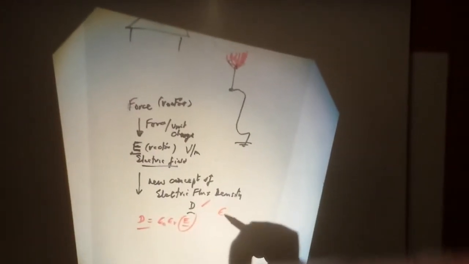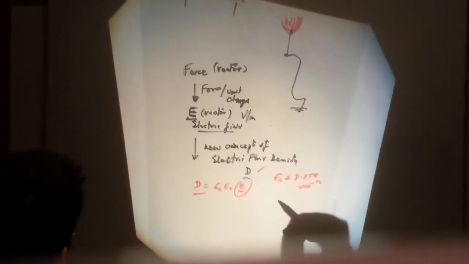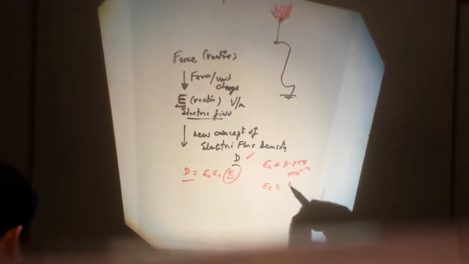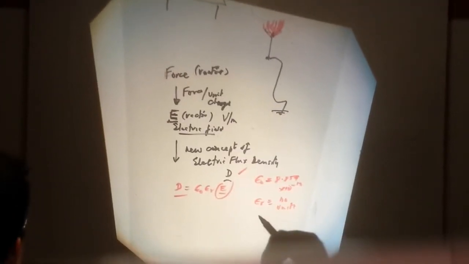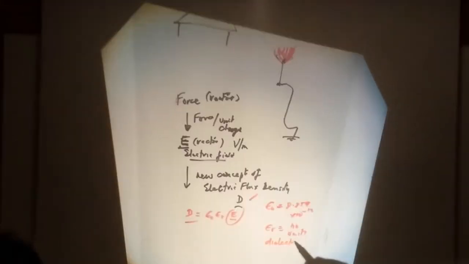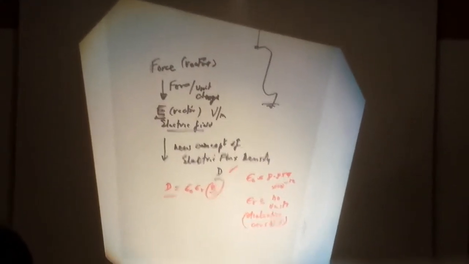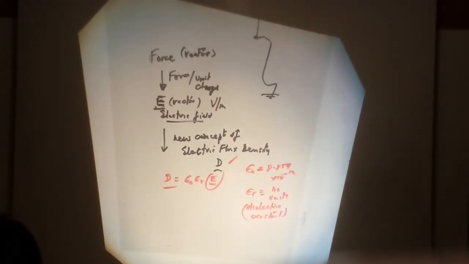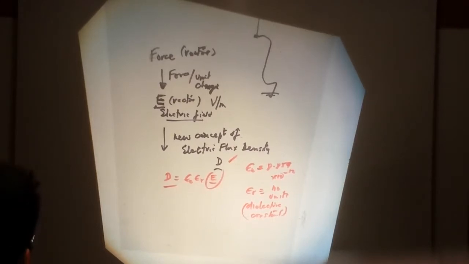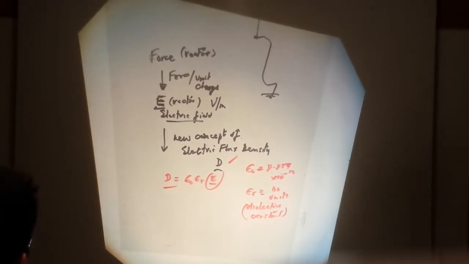Epsilon naught is 8.854 times 10 to the minus 12 farads per meter. Epsilon R has no dimension, no units. It's called the dielectric constant. So having found D, I can find E. The question is, why do I find D? I find D because you should see very soon it has a lot of significance.